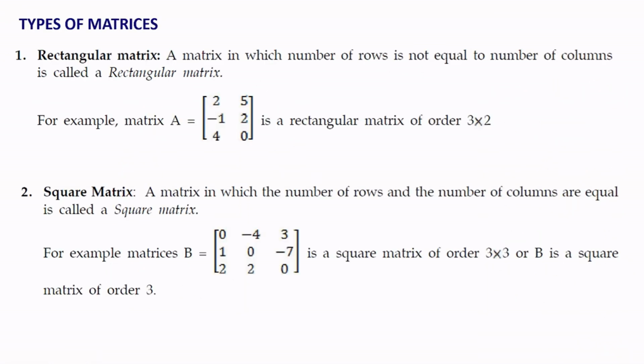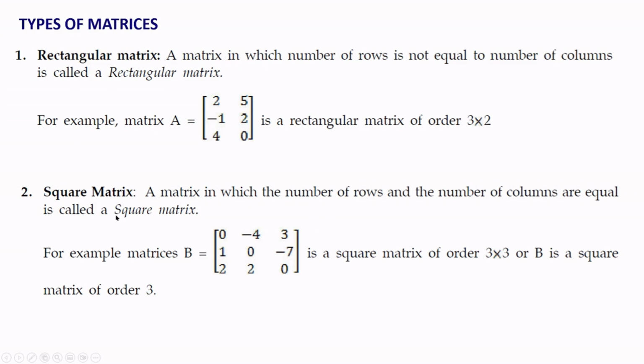Next we have the different types of matrices. The first one is the rectangular matrix. We call a matrix a rectangular matrix if the number of rows is not equal to the number of columns. So it is in the form of a rectangle. See here, if we have a matrix of order 3 by 2 with 3 rows and 2 columns, then it is an example of a rectangular matrix.